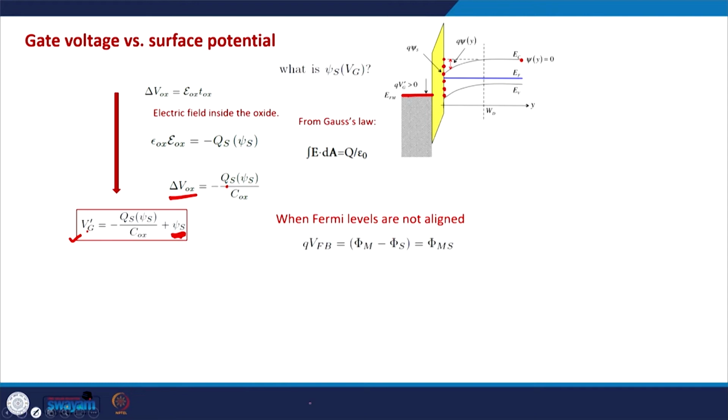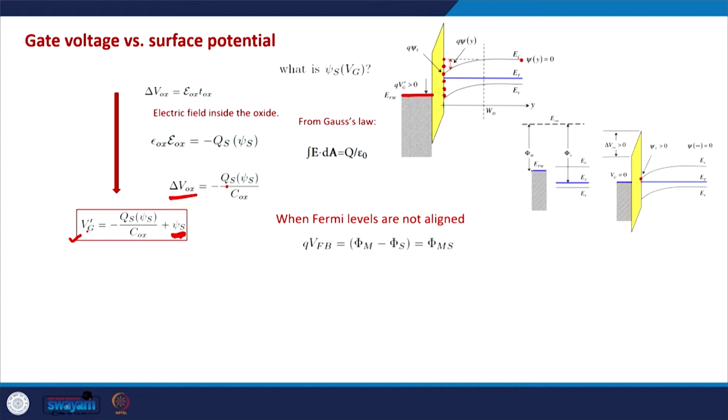Let me quickly do that here as well. So in no bias condition, when there is a work function difference between the metal, the gate, and the semiconductor, in this example we have shown that phi, the work function of the metal, is less than the work function of the semiconductor. In that case, when this MOS structure is formed, there will be a band bending even at 0 gate voltage.